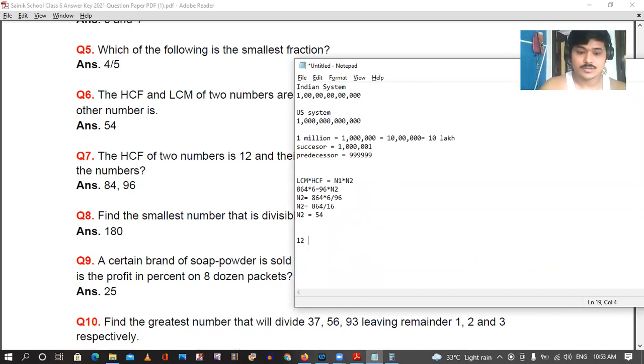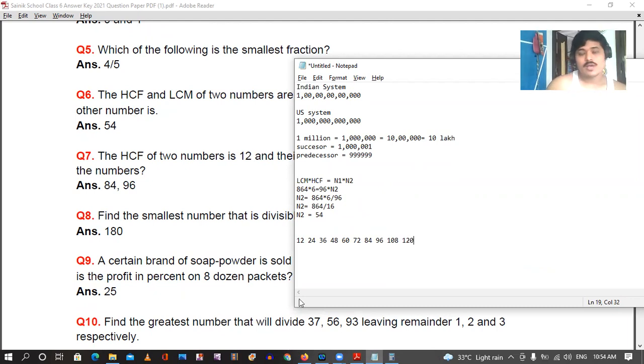12, 12 दूनी 24, 12 तीन 36, 12 चार 48, 12 पंच 60, 12 छक 72, 12 सात 84, 12 आठ 96, 12 नौ 108, 12 दहा 120. Okay, I am just writing till 12 into 10. You can probably go on if there is an option bigger than this.